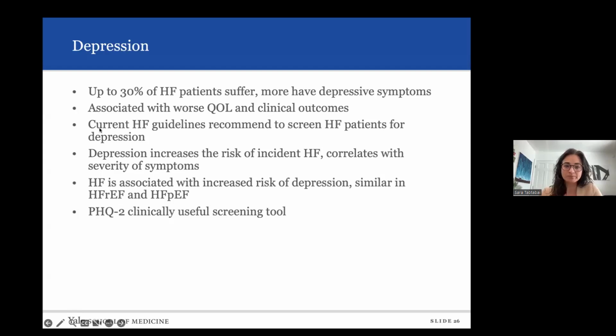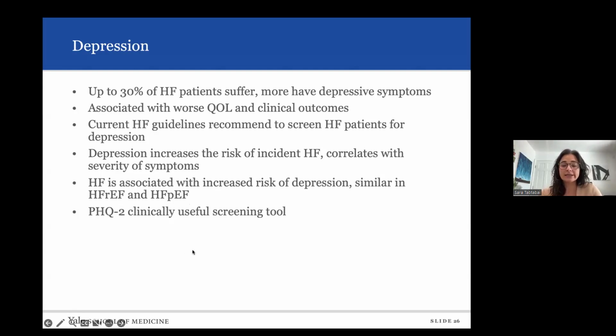That's been shown. The current heart failure guidelines do recommend to screen heart failure patients for depression. And depression actually increases the risk of incident heart failure and correlates with the severity of symptoms. So if you have heart failure, you're more likely to develop depression. And if you have depression, you're more likely to develop heart failure. The findings are similar in any type of heart failure, HFrEF or HFpEF.